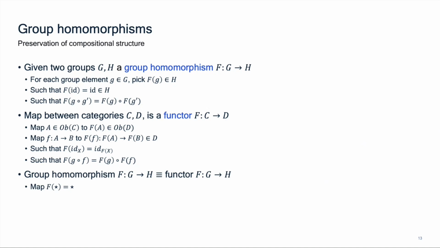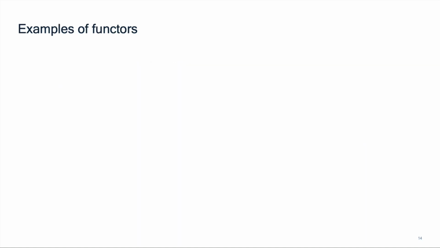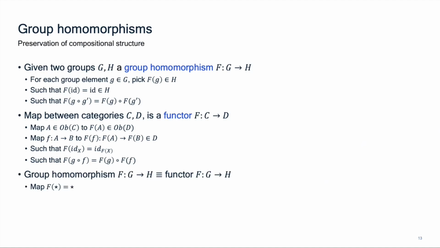And we can see that if we interpret G and H as categories, the group homomorphism becomes a functor because both have a unique object called star, and we map that to the star. And the preservation of composition is exactly the group homomorphism property. So we've generalized group homomorphisms which work on groups to a functor which works on any category.